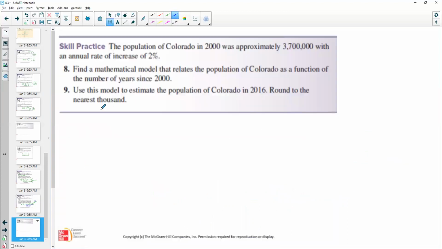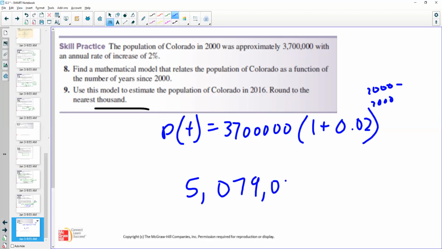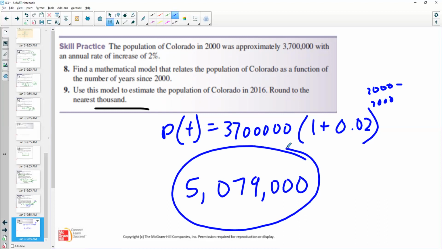All right. This works exactly the same way. You are going to try to do the same. So when we do the model, we're going to do population over time equals the initial population, which is 3,700,000, times 1 plus the rate as a decimal, 0.022, to the power of time, in this case, which is whatever the new time is minus 2,000. Okay? When we get that, the population in 2016 in Colorado was 5,079,000, give or take. We rounded to the nearest 1,000, okay, because we don't have estimates of half people. That doesn't do us any good.